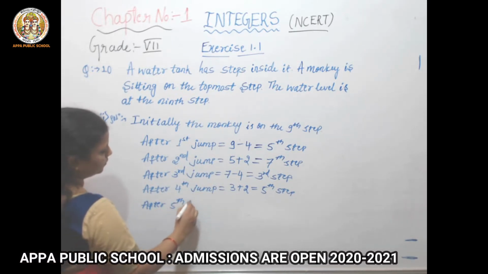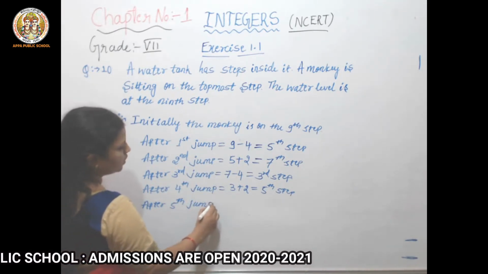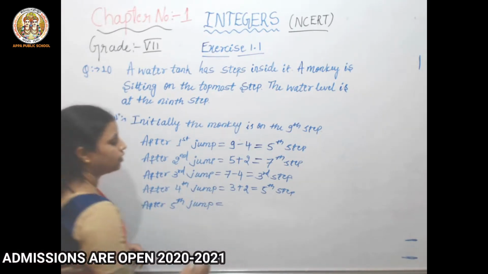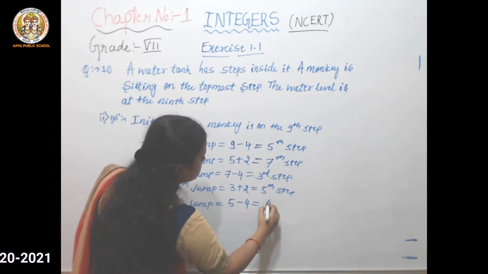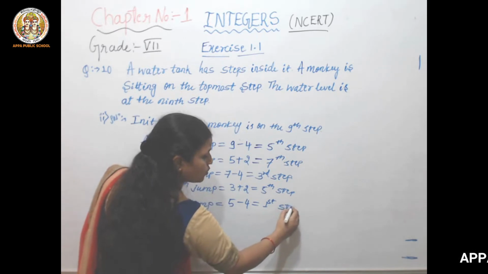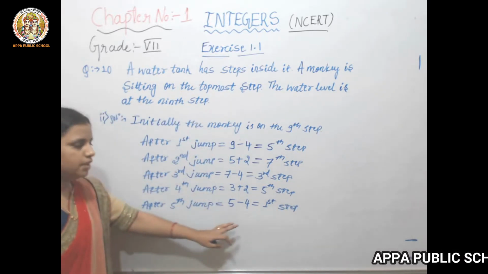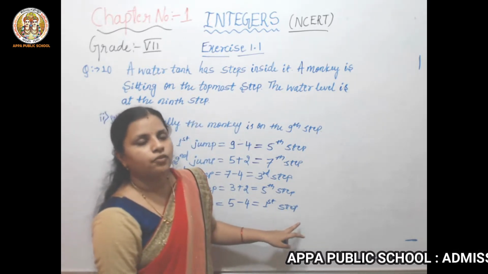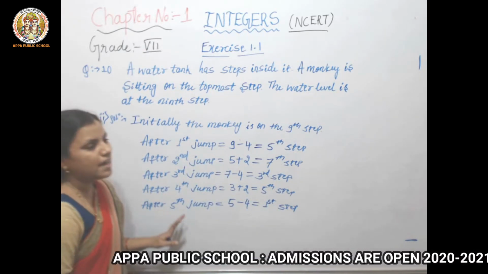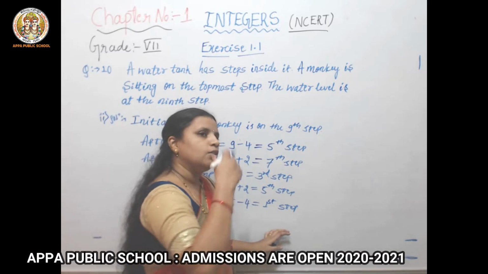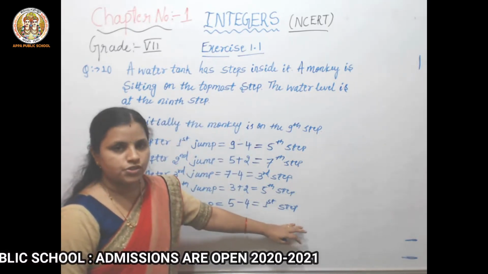the fifth jump. After the fifth jump, what will it take? 5 minus 4. It has 1, the first step. So the monkey wants to go up. Going up means to move to the first step. So after how many jumps? After 5 jumps, the monkey goes back to the topmost level.